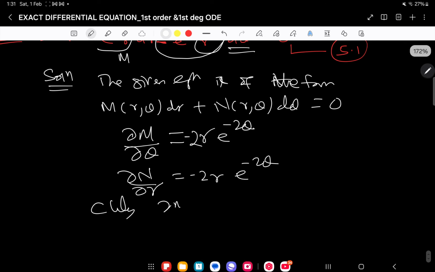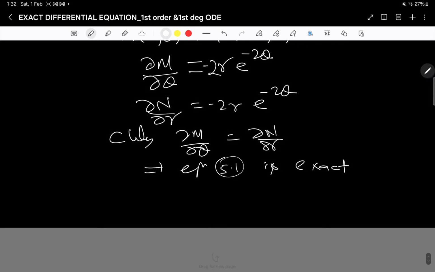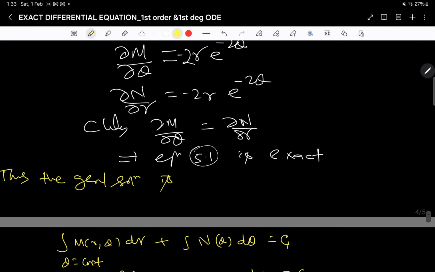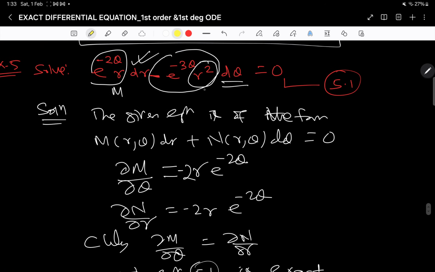Clearly ∂M/∂θ is equal to ∂N/∂r. So that means equation 5.1 is exact. Once you find it exact, you know the solution. So now the general solution is the integral of M dr, treating θ as constant, plus the integral of the terms of N free from r. There is no term free from r in N, so it is 0.